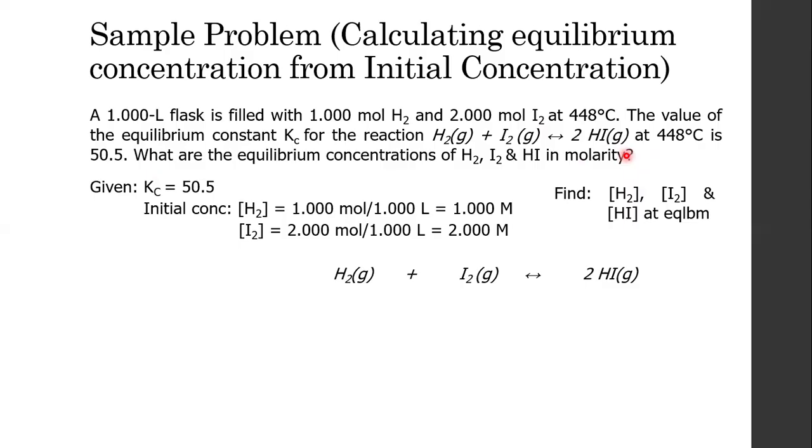So we have to understand the problem. It says in the problem that a flask is filled with the following moles of gases, and then we are asked about the equilibrium concentrations. So what we're given here are the initial amounts. The system is not yet at equilibrium with these values. So you're given the initial amount, and then you're tasked to find what the amount would be once the system reaches equilibrium.